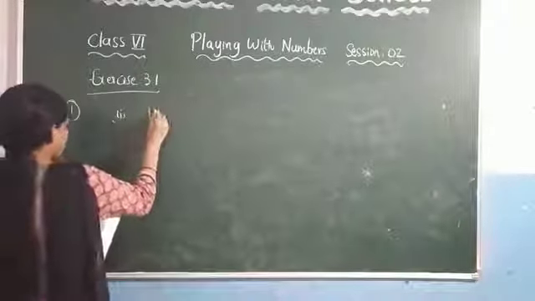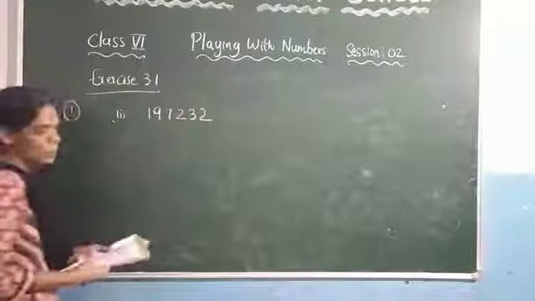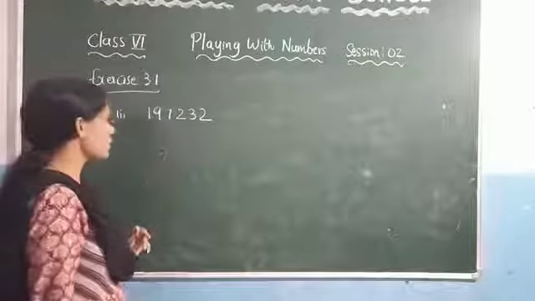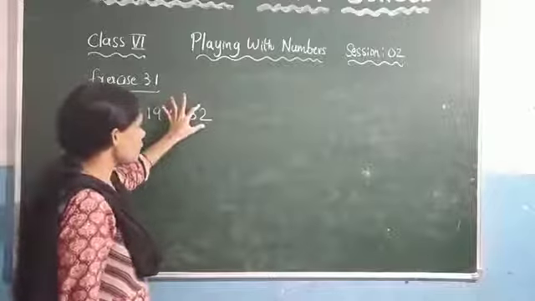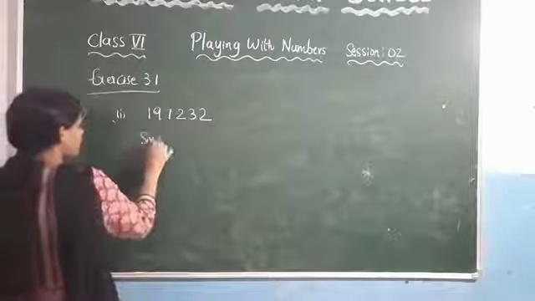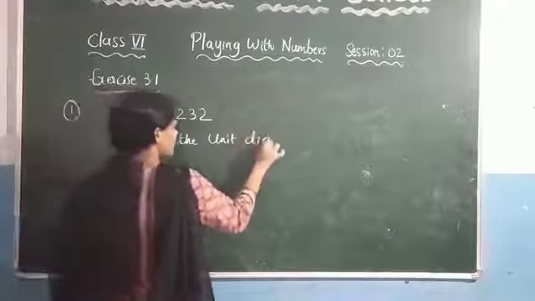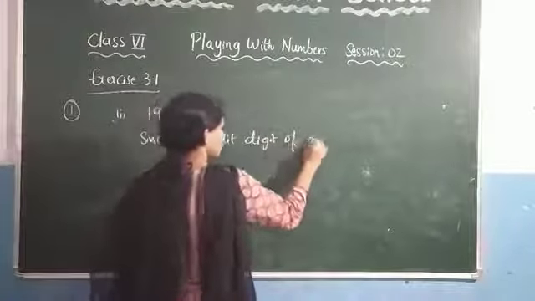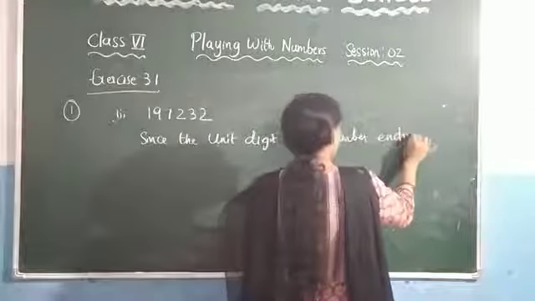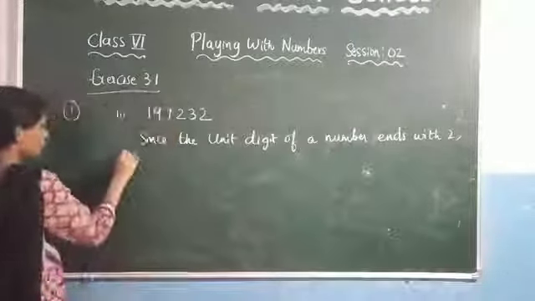What's the next question? 197232. This is the problem they have given. You need to check whether this number is divisible by 2, 3 and 6. Here you know that the unit digit of the number ends with 2, so we can say that this number is divisible by 2. Write it here. Since the unit digit of the number ends with 2, it is divisible by 2.